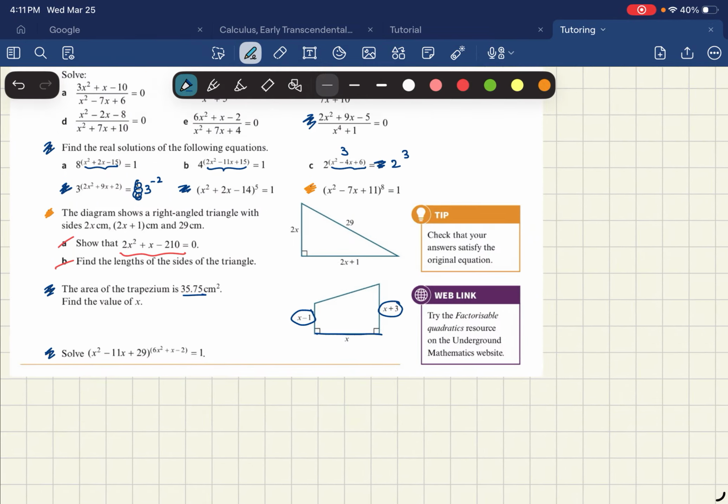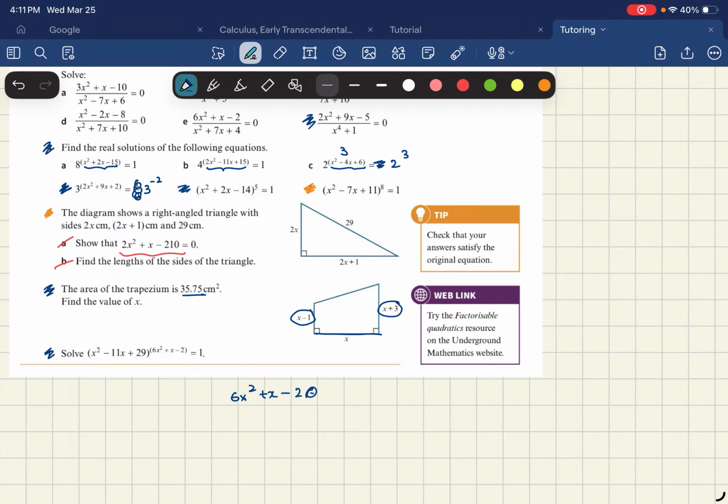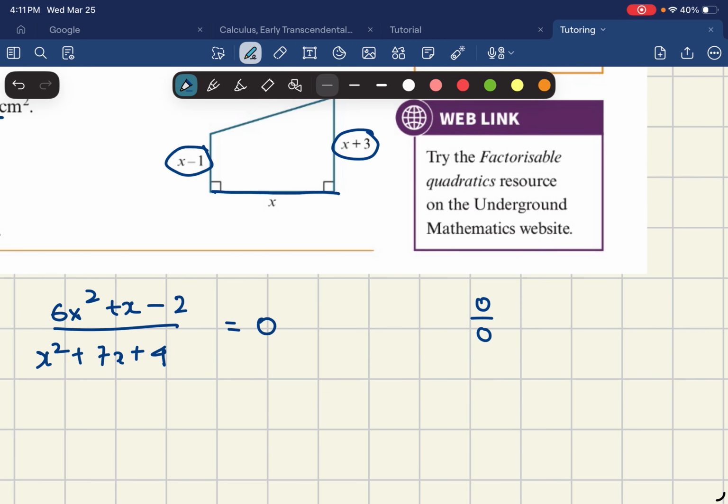So question 3E is very similar. It says (6x² + x − 2) / (x² + 7x + 4) = 0. Now because we want to avoid the 0 divided by 0 form, we need to check both the numerator and the denominator. So let's factorize 6x² + x − 2.